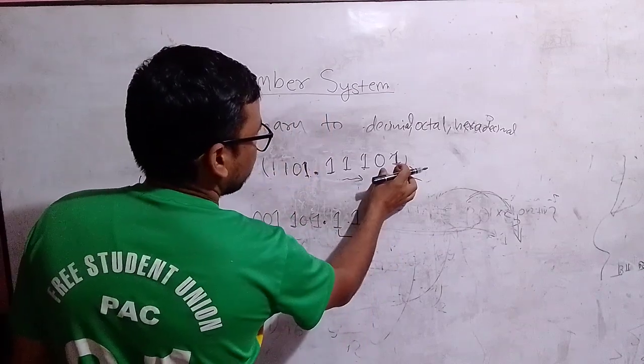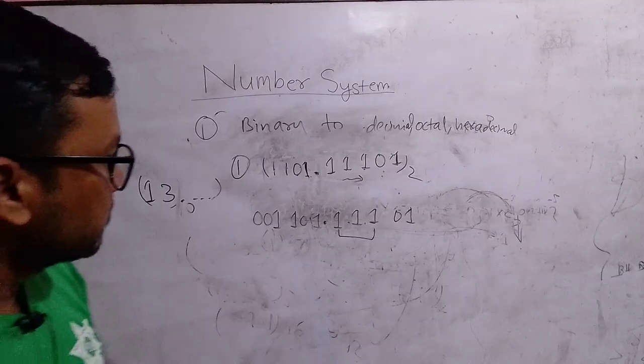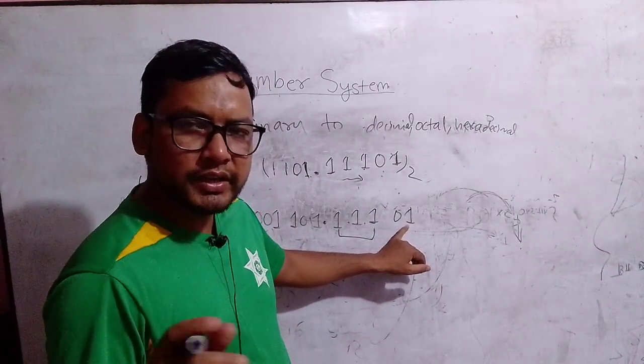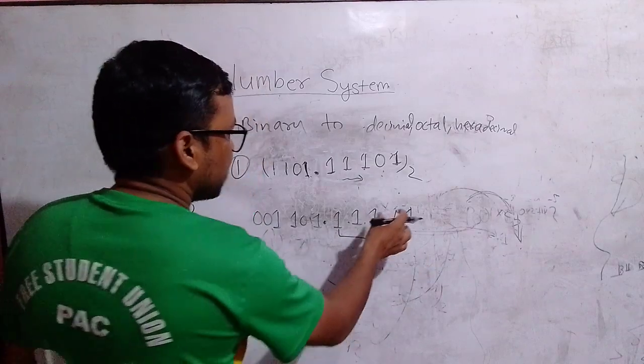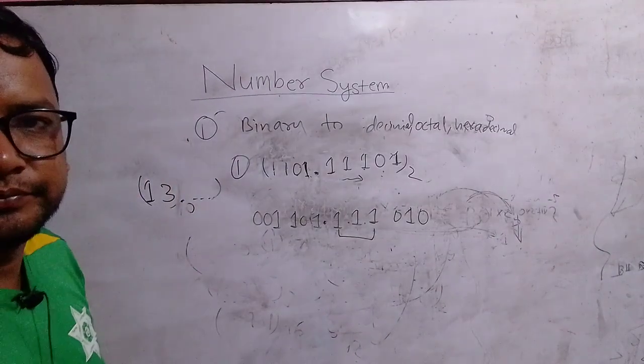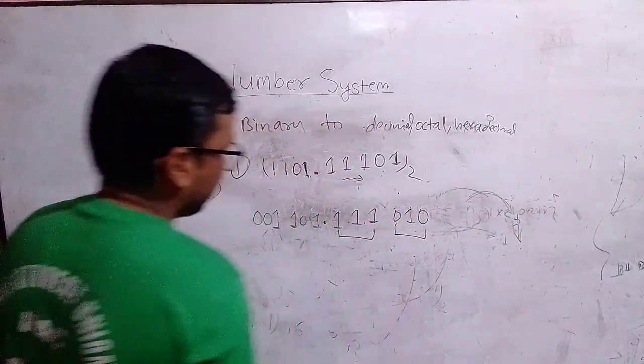This is one group, and the second contains 0, 1. There is still 1 digit remaining, which means it contains only 2 digits. We need to make 3 digits, so that for the fractional number, we can append any number of 0s to the right hand side. That means this will again become a group of 3.